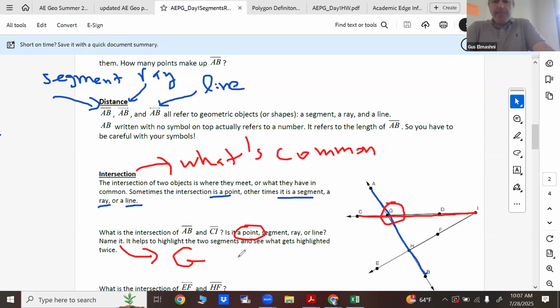Okay, what about EF? Line EF. Interesting. And can I erase this? You guys got this? We're good? Okay. If I go too fast, let me know. Line EF, which is this.